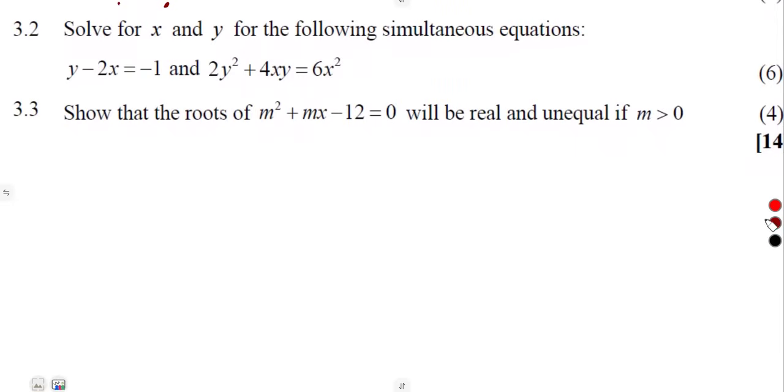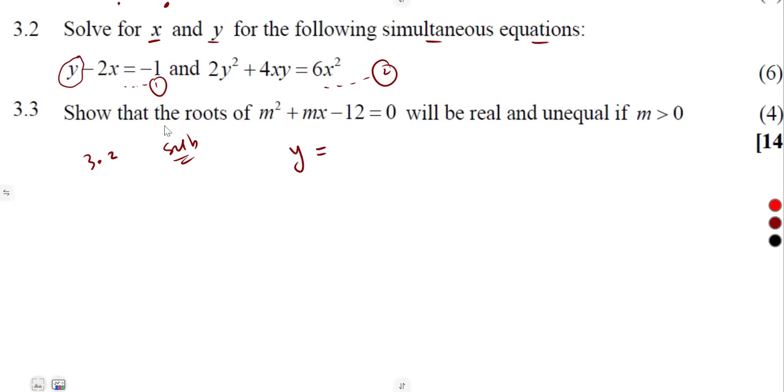There we are given 3.2, solve for x and y for the following simultaneous equations. We have got the first equation and the second equation. The first equation is a linear equation. The second one, a quadratic. So we are going to use the substitution method, where we can make x or y the subject of the formula from our linear equation. It was easier for us to make y the subject here.